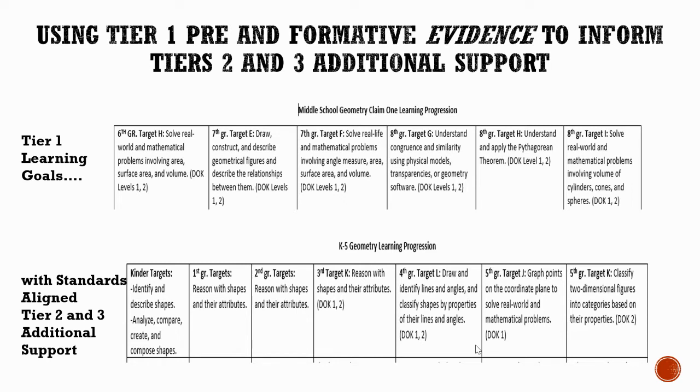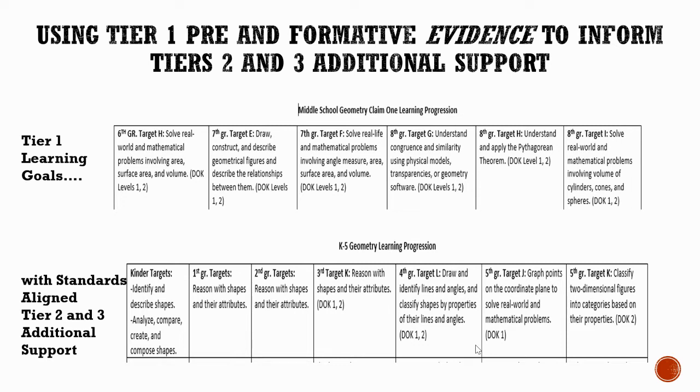Having clarity about our standards-based targets and proficiency scales for our unit of study contributes to our collaborative understanding of learning progressions, not only for our own grade level, but across multiple grade levels. If a student is struggling at the middle level in geometry, for example, we can refer to learning targets from earlier grades to inform what additional support may be needed in Tiers 2 and 3.